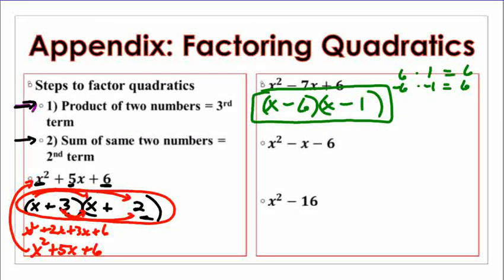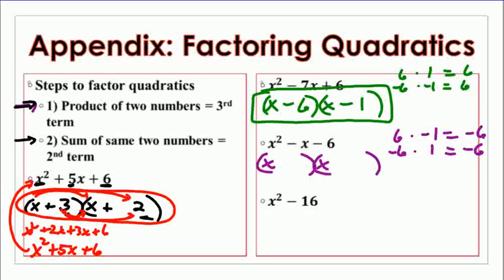Next one, two sets of parentheses. They both start with x's. So I need to figure out two numbers I multiply to get -6, and added together give me -1. Well, I know a 6 times a -1 gives me -6, but if I add them together, that gives me 5. So it cannot be that one. I have -6 times +1 gives me -6, but -6 plus 1 gives me -5, so it can't be that one.